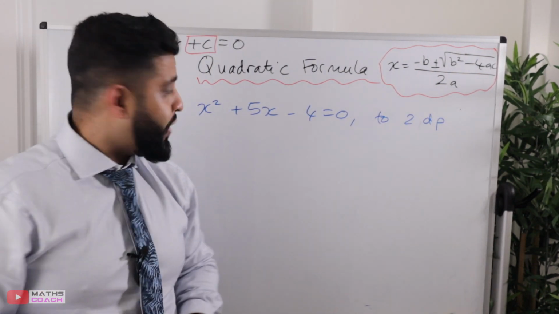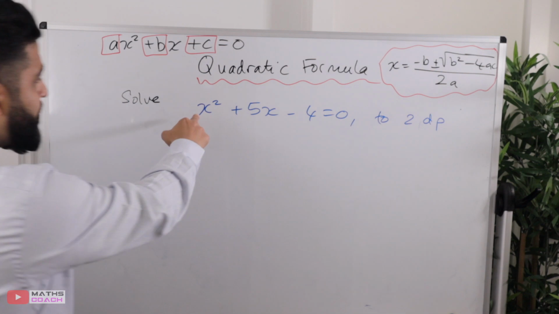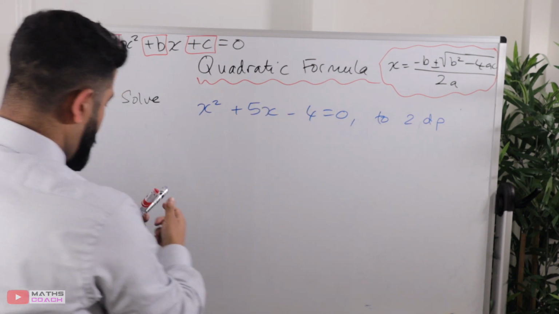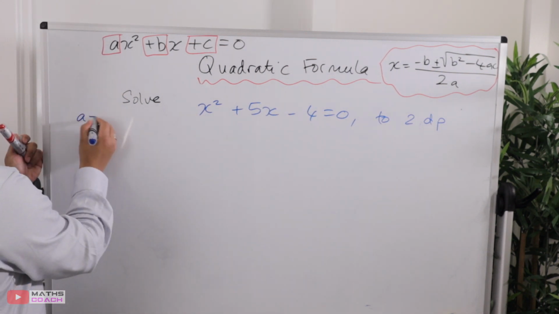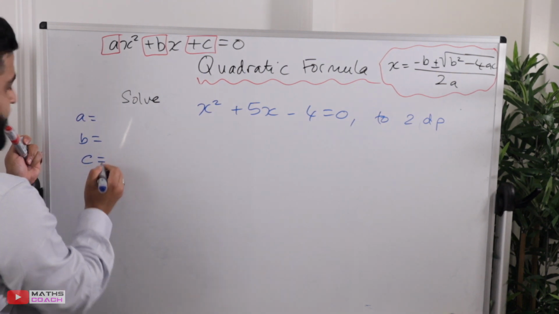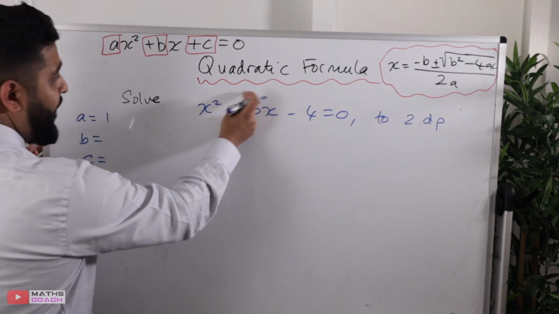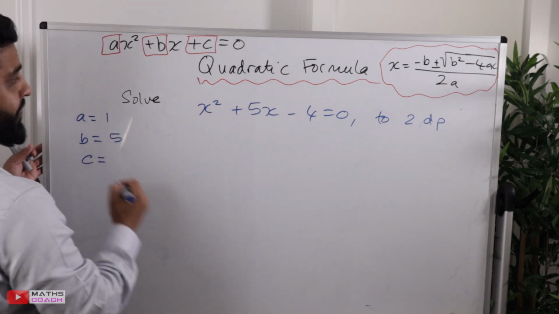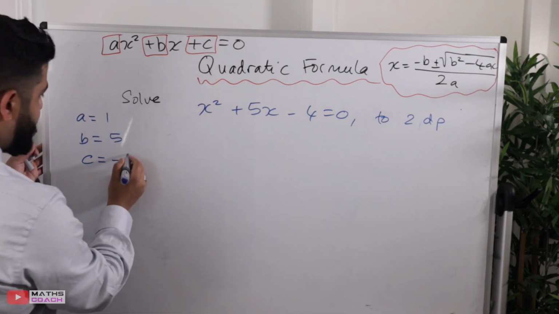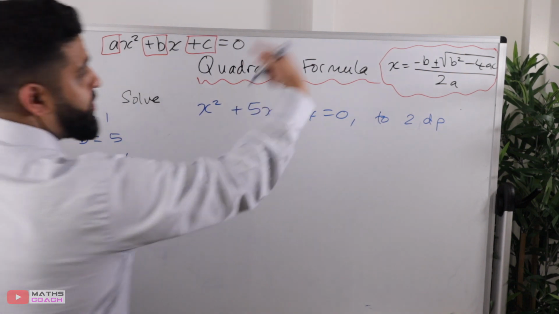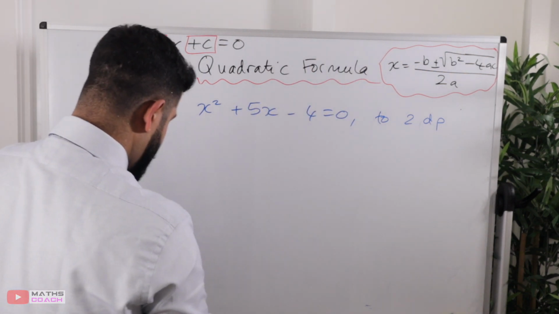Right, so moving on to our next question. Once again, x squared plus 5x minus 4. We'll write down our values of a, b, and c here. And our value of a is 1, our value of b is positive 5, and our value of c is minus 4. So we'll substitute it into our quadratic formula.